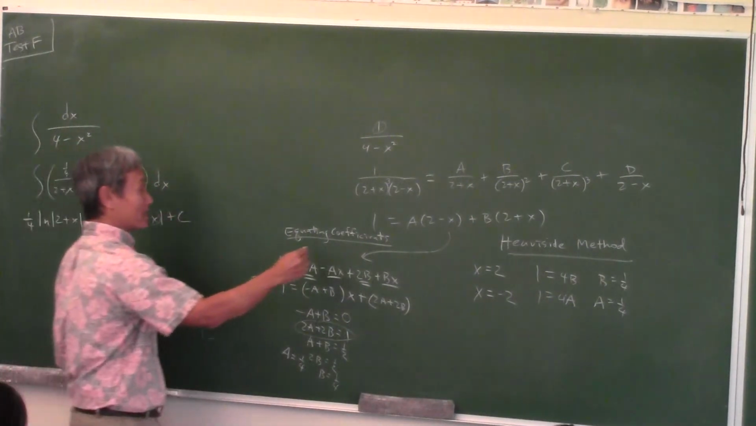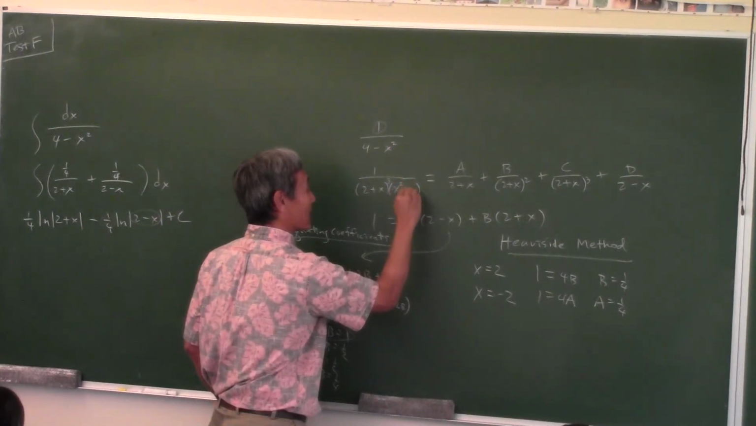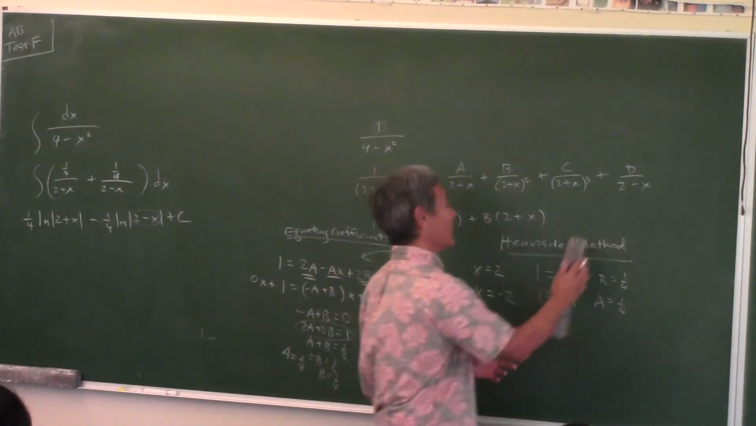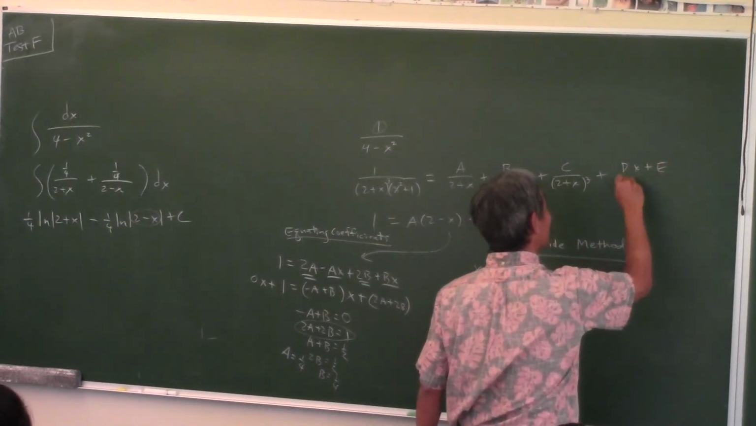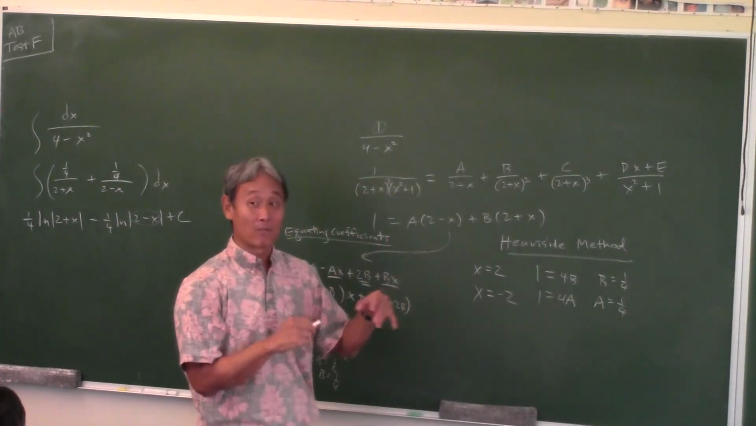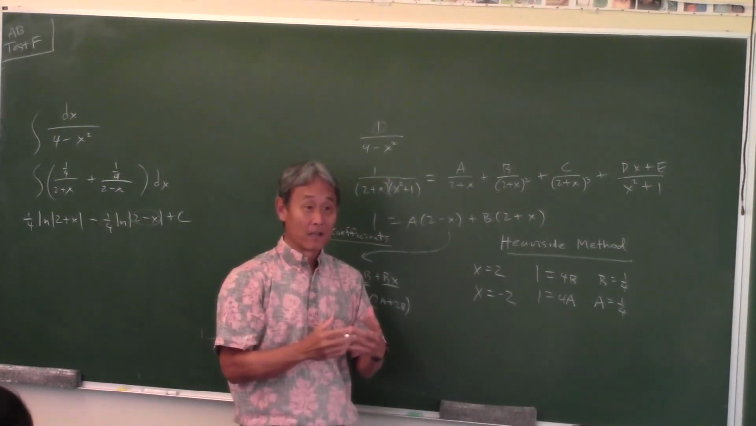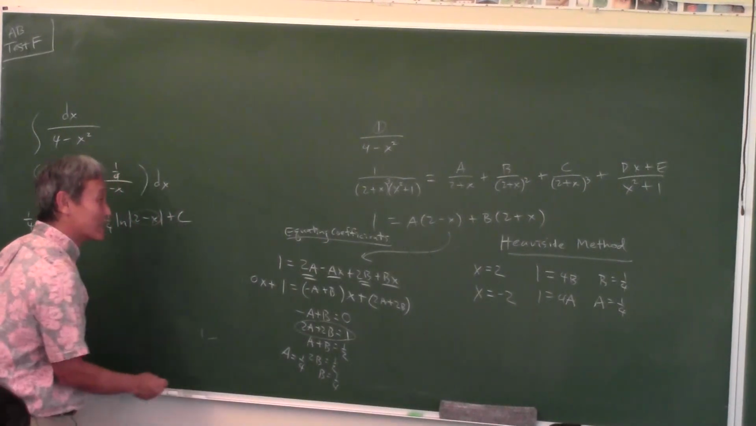Now let me ask you this. What if this one was x squared plus 1? Now it's Ax plus B. Then you have to go dx plus e over x squared plus 1, because it's an unfactorable quadratic. It's too much. You guys, come on. That's why we did this in PCH.